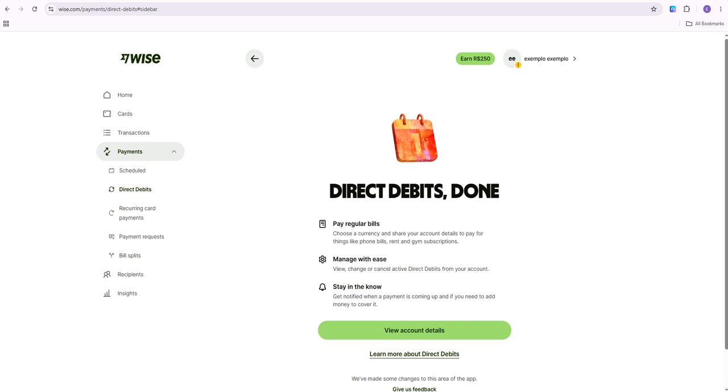Next, return to your Wise account and monitor your upcoming payments. Make sure you have enough funds available before each payment is collected to avoid failed transactions. Finally, review your direct debit activity regularly and update or cancel the authorization with the merchant if you no longer want payments to be collected.